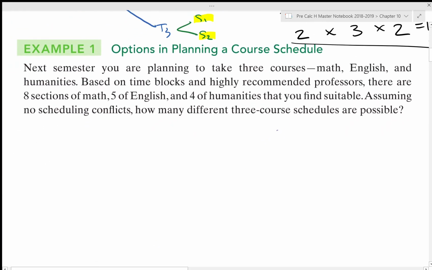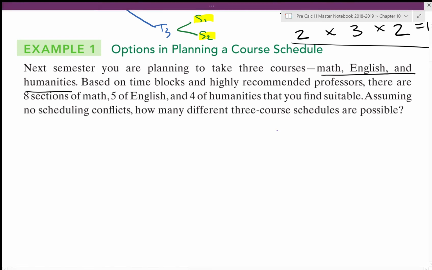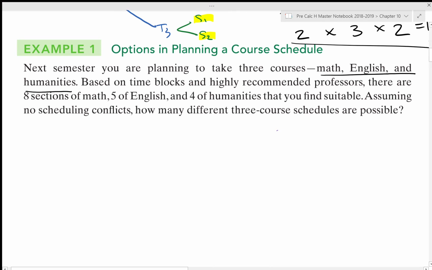So, how can we use it here? Next semester, you were planning to take 3 courses, Math, English, and Humanities. Based on the time blocks and preferences of teachers, there are 8 sections of Math, 5 of English, and 4 of Humanities that you find suitable. Assuming there are no schedule conflicts, meaning one English class is not being held at the same time as another Humanities course. How many different 3-course schedules are possible?